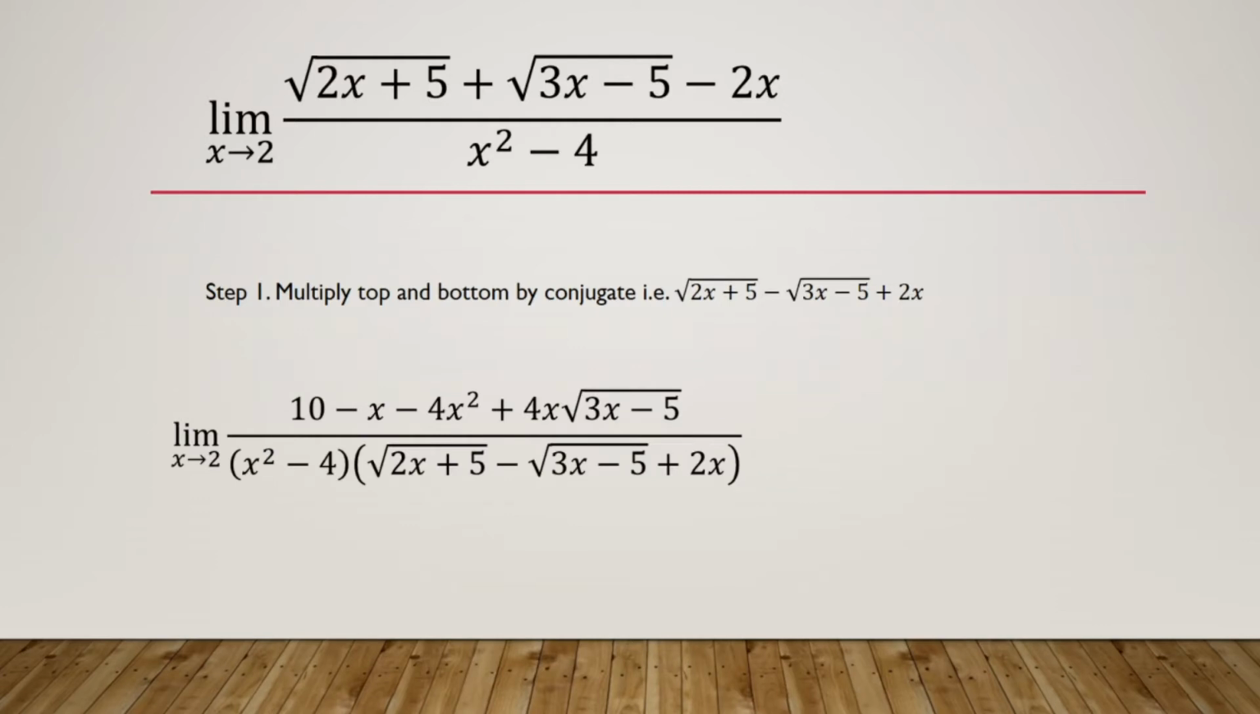I'm going to leave the bottom in factored form because eventually I want to cancel out the x squared minus 4 factor. And in the top, I multiply by the conjugate to get 10 minus x minus 4x squared plus 4x times the square root of 3x minus 5.